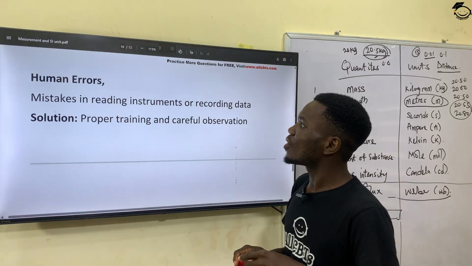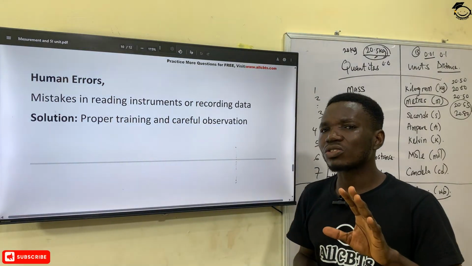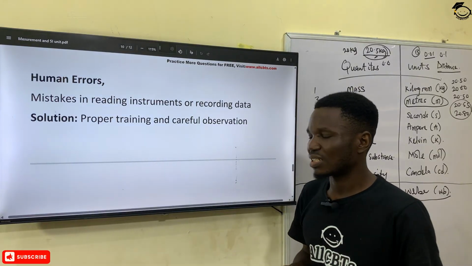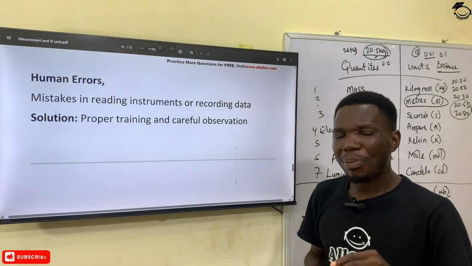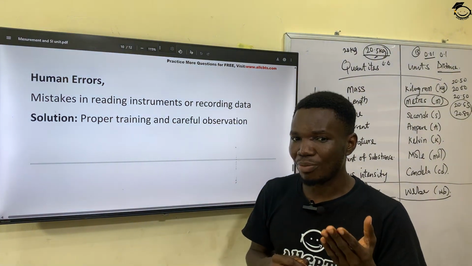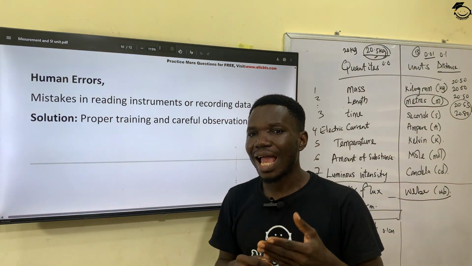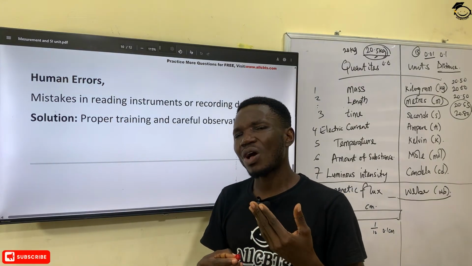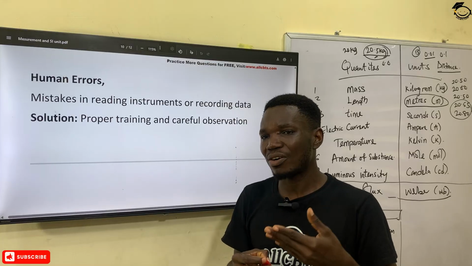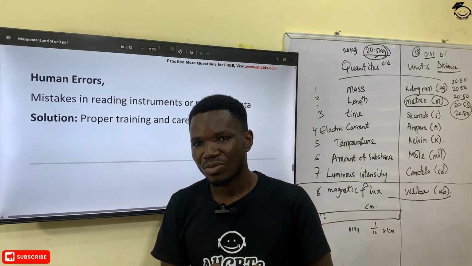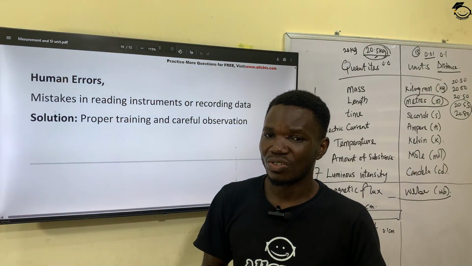Now, these errors are as a result of human mistakes. Apart from that, random errors might not necessarily be caused by humans. There are other factors like environmental factors that might cause them. So we also have other classifications like human errors, although human errors are also random, so they're also classified as random errors.